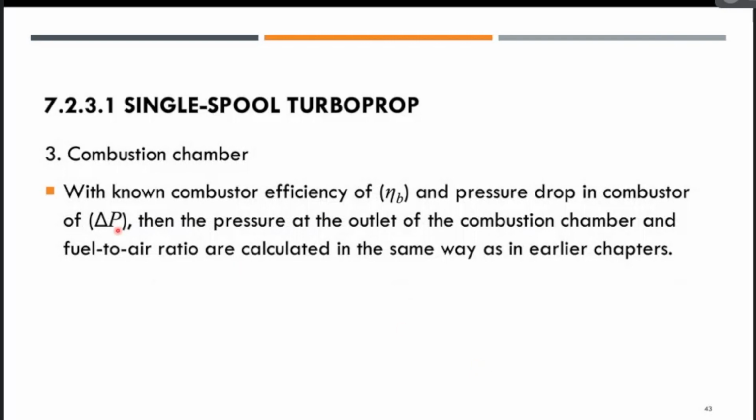Moving into the combustion chamber, with known combustor efficiency zeta B and pressure drop in the combustor, delta P, the pressure at the outlet of the combustion chamber and the fuel to air ratio F are calculated in the same way as we have already discussed in the turbojet engine chapter.